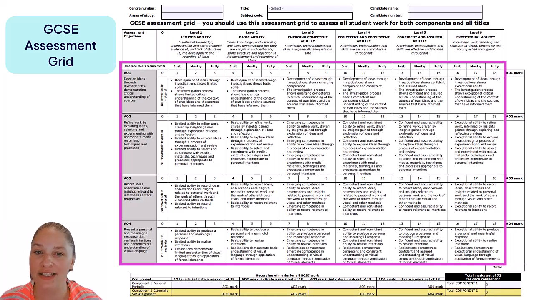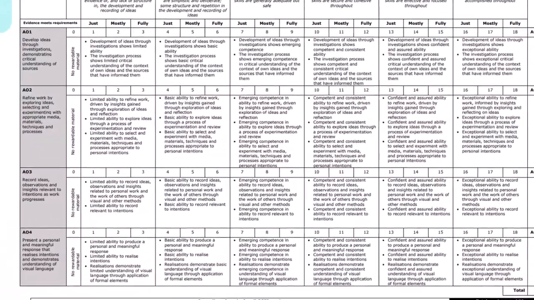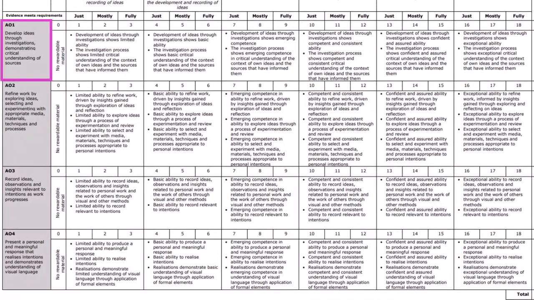These are added together to calculate the total raw mark for the component, and each of the 4 assessment objectives has an equal weighting of 25%. A typical project from either component in any of the art and design titles will demonstrate development of their own ideas informed by research and analysis of contextual sources, AO1, experimentation, review, and refinement, AO2, recording, AO3, and the production of responses or outcomes, AO4.